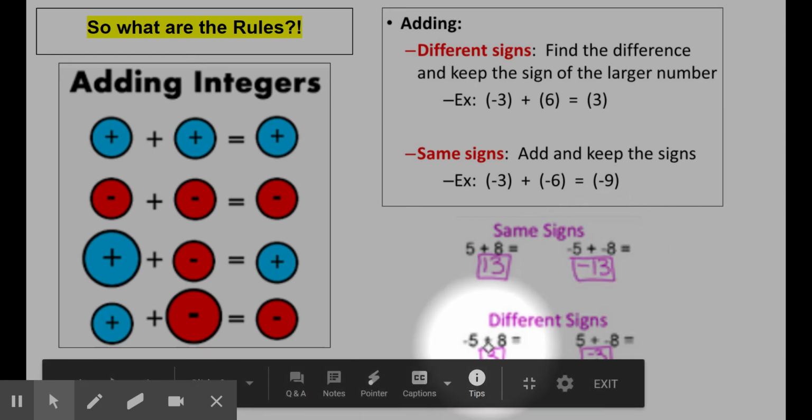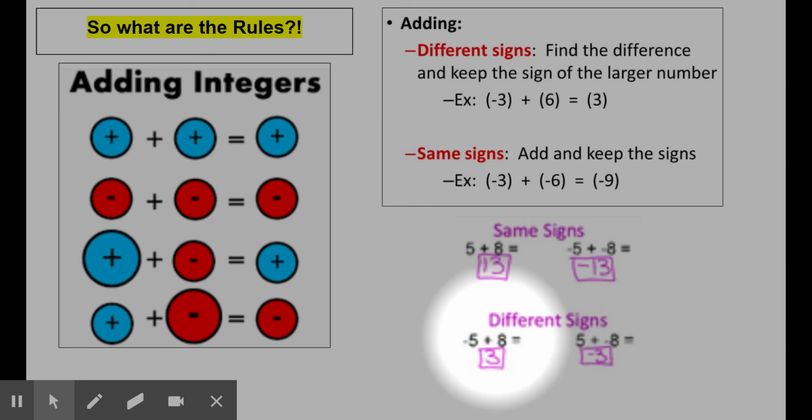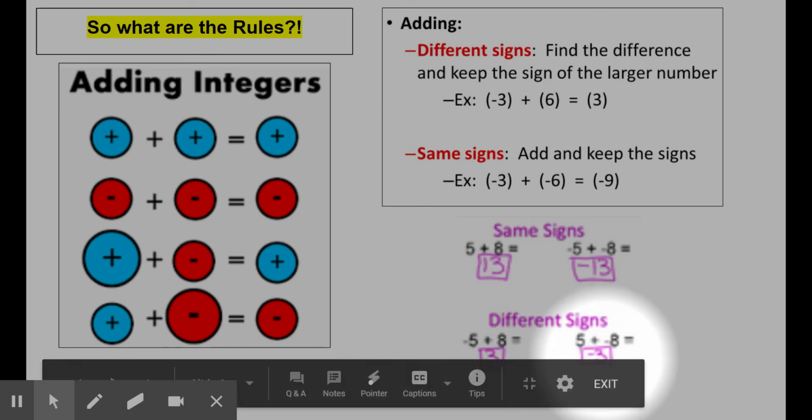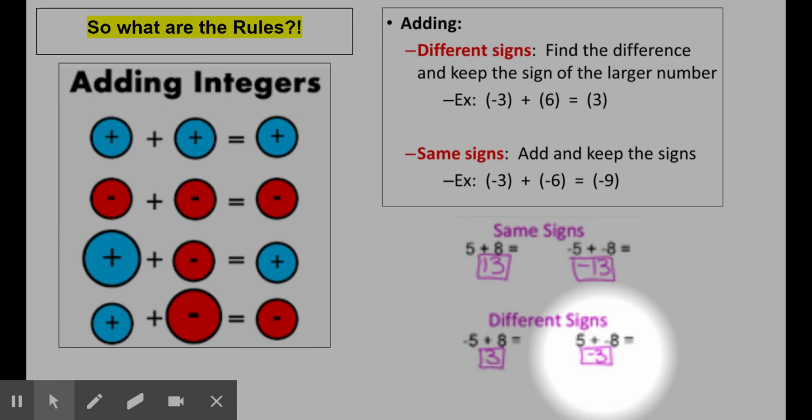And then down here, we can see the different sign rule. -5 plus 8 is going to be positive because the 8 is larger, right? The absolute value is larger. And we end up with +3 in the end. And then over here, we have 5 plus -8. Well, we would end up with -3 because we have more negatives. After those 5 zero pairs are canceled out, we will have 3 negative ones left over.